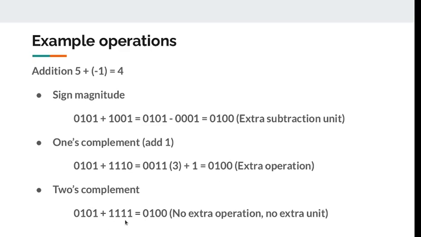In the case of 2's complement, you don't have this. When you have the negated version, the minus version of the number, you already have added this. So it's just a matter of doing the addition, and you have the number. So no extra operation, no extra unit like a subtraction unit.